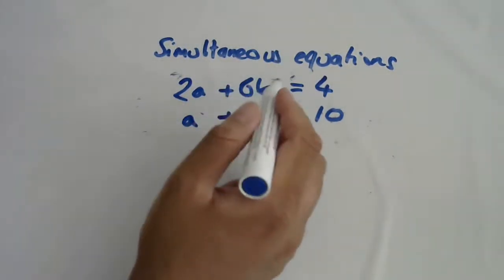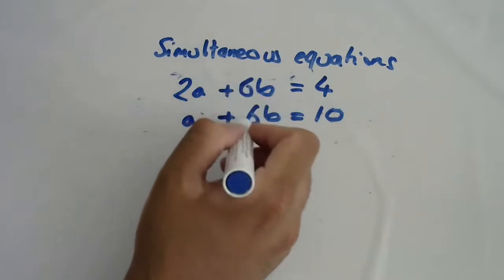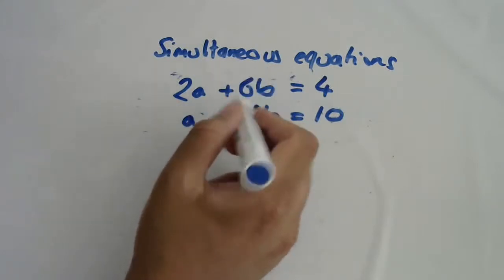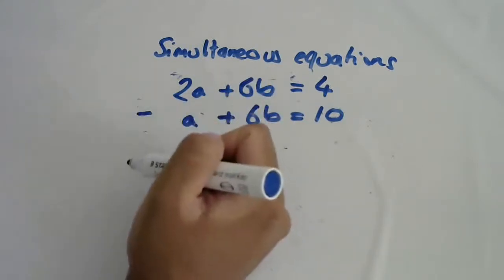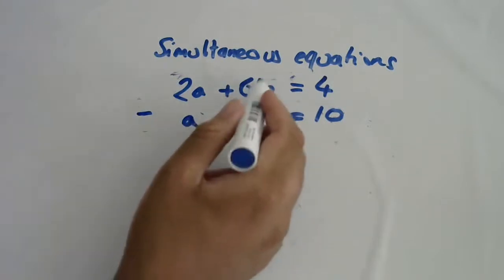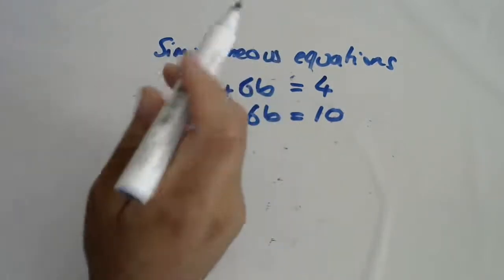What we need to do is get rid of one of the letters. Here we've got 2 pluses, so the only way we can cancel these out is by subtracting from each other. How do we know what to do? 6b minus 6b equals 0. That's what tells us what to do.